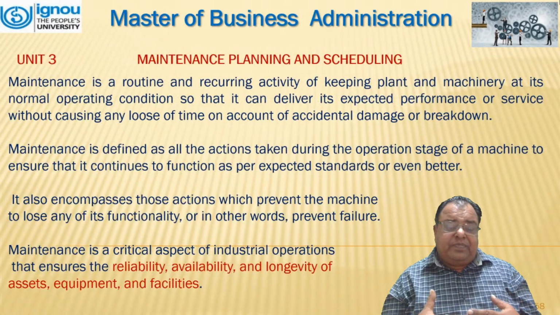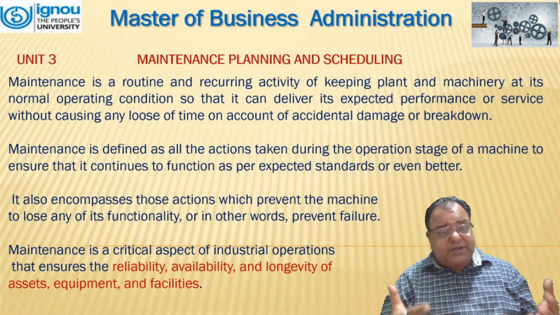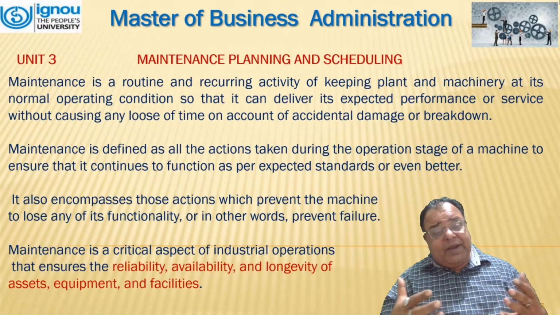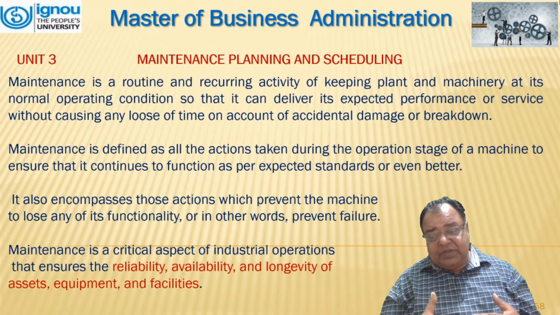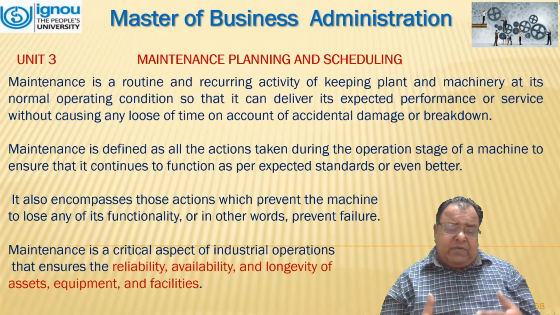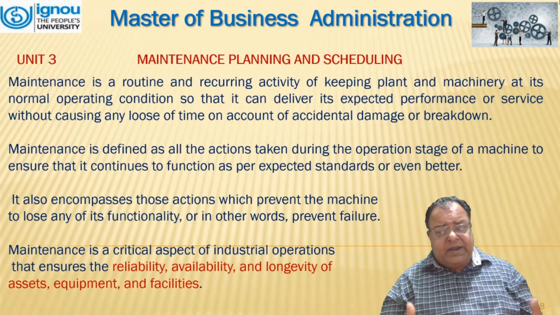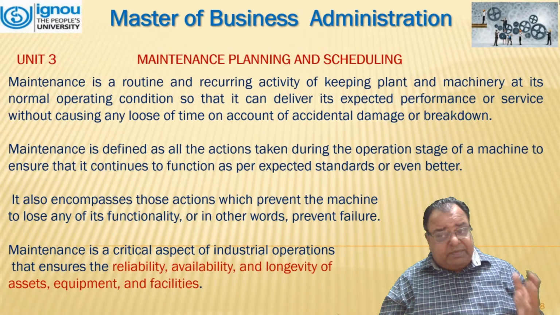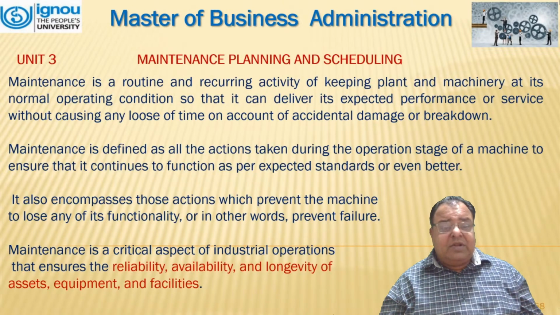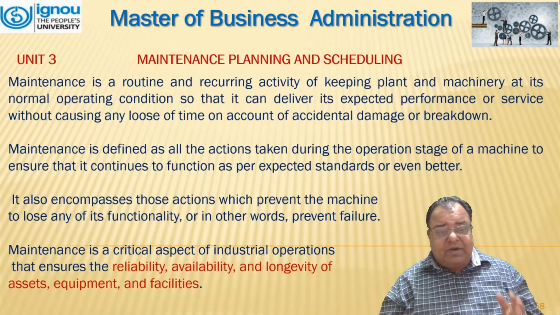Now, after the structure has been understood, we move to maintenance planning and scheduling. Maintenance is a routine and recurring activity of keeping plant and machinery at its normal operating condition so that it can deliver its expected performance or service without causing any loss of time on account of accidental damage or breakdown.